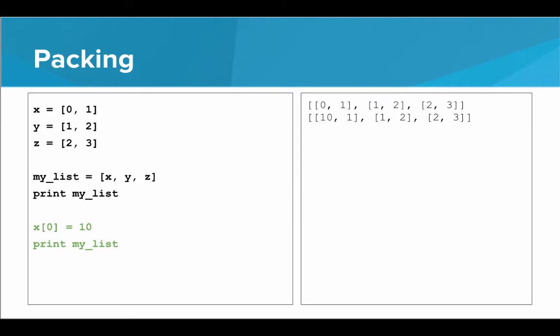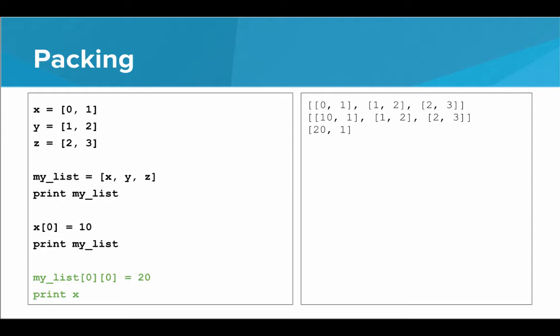This separation between the original variables and the things in the list is broken when the things we put in our list are themselves lists. Check this out. If we modify x such that its 0th thing is 10, that affects my list. The 0th thing in the 0th list in my list is now 10. The reverse is also true. If we do something to the 0th list in my list, that affects x.